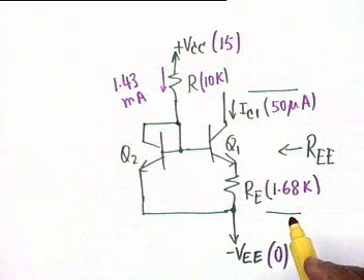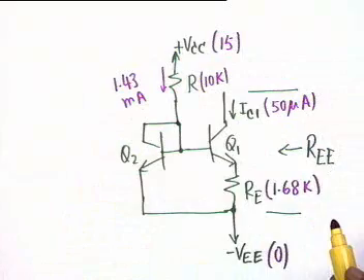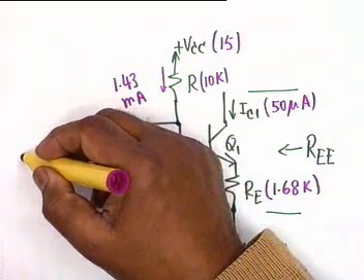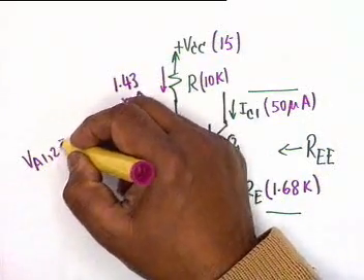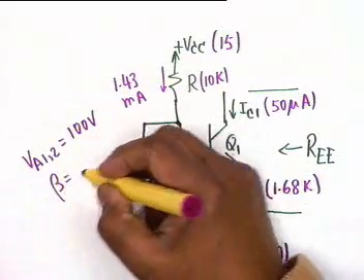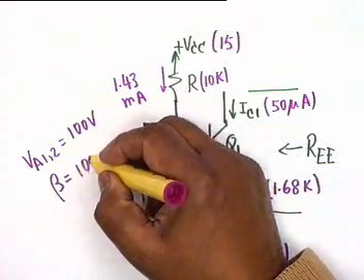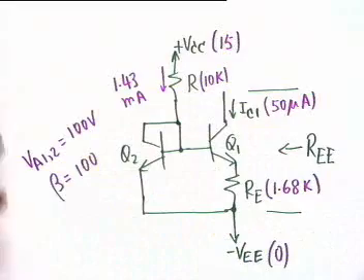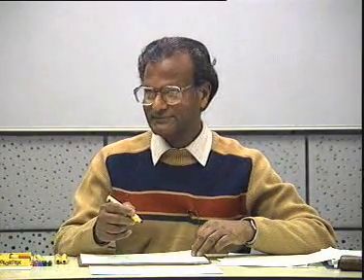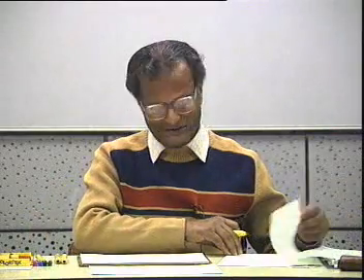RE was calculated as 1.6 K, and we had assumed that VA was equal to 100 volt, and beta was assumed to be, I do not remember, maybe 100. We will see as we go ahead. Alright, let us keep it at 100. I think we took it as 100. Beta was 100.